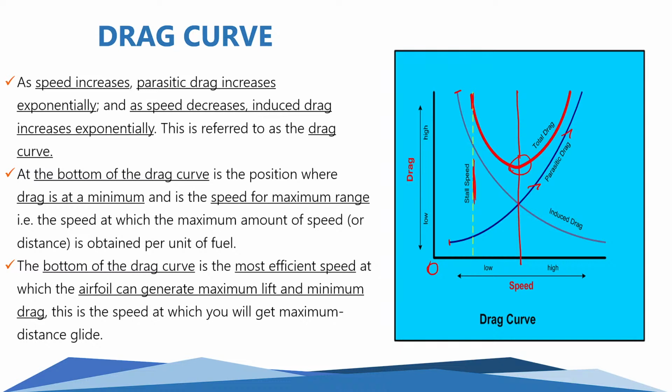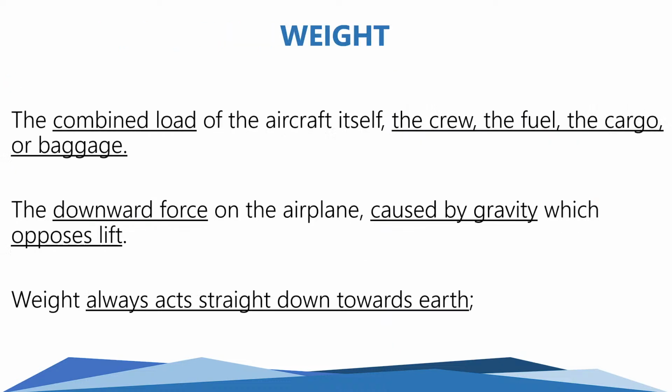The last one that we have before we get into lift again is weight. So weight is just the combined load of the aircraft itself. We have an entire class on weight and balance and how to calculate that. But this includes the actual aircraft itself, what we call the basic empty weight, the crew, the fuel, the cargo, the bags. And this is the downward force on the airplane caused by gravity, which opposes lift, and it always acts straight downward because it is gravity.